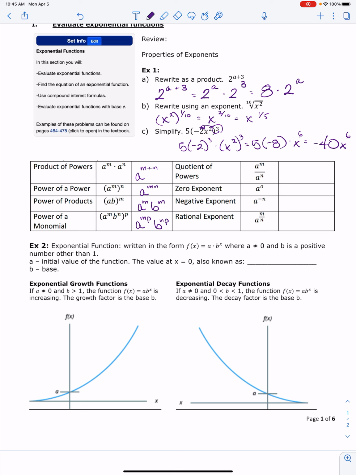When we have quotients of powers, we're dividing two numbers that have the same base. We subtract those exponents. Here is one of the most important ones. Anything to the 0 power is always 1. A negative exponent does not change the sign of the number, it moves the value into the denominator. And anytime we have something written as a rational exponent, we can rewrite it as the radical.